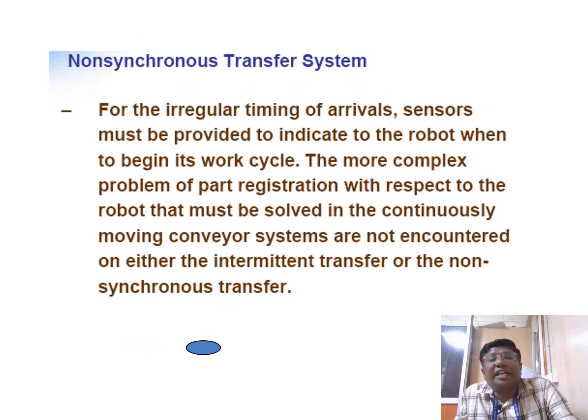Non-synchronous, for the irregular timing of arrival, a sensor must be provided to indicate to the robot when to begin its work cycle. The complex problem of part registration with respect to the robot must be solved in the continuously moving conveyor system, and is not encountered in the intermediate or non-synchronous system. So from one location to another location, the robot has to be given a signal. Just like a proximity sensor, once it reaches the particular sensor, that sensor has to be activated and that signal has to be given to the robot. So the second robot will perform the operation, so that error will not occur.